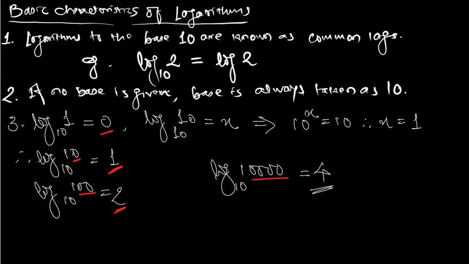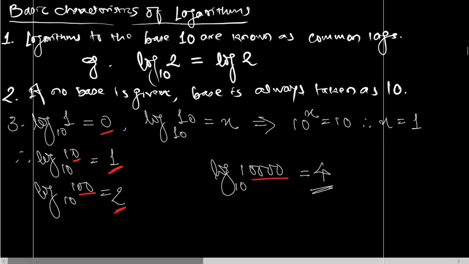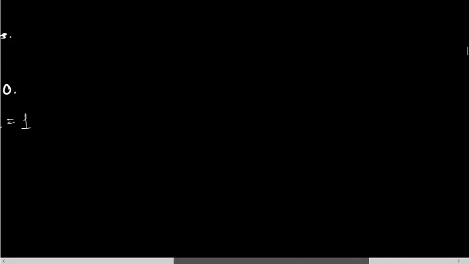So these were the basic characteristics of logarithms, right? Three characteristics. Common logarithms, that is any logarithm to the base 10 is common logarithm. If no base is given, we always take the base as 10, and log of 1 to the base 10 is 0, log of 10 to the base 10 is 1, log of 100 to the base 10 is 2, log of 1000 to the base 10 is 3, log of 10,000 to the base 10 is 4. So that's the pattern which is very, very important. Now moving ahead, let us study the properties, or you can say laws of logarithm.